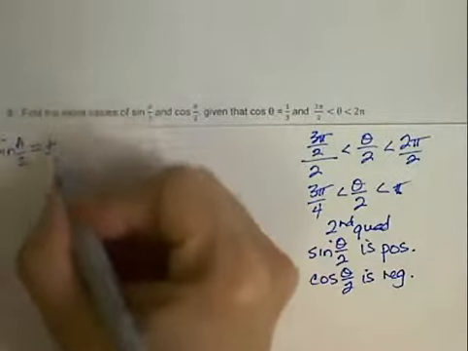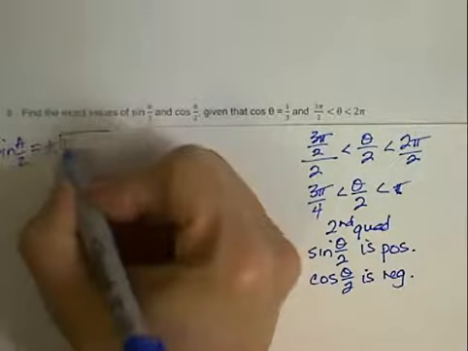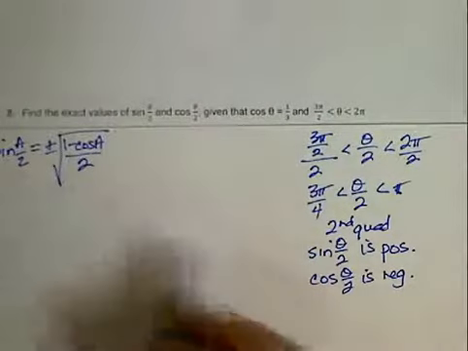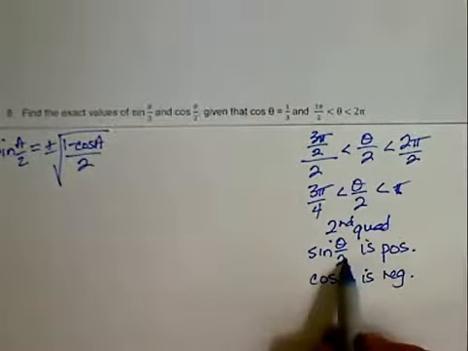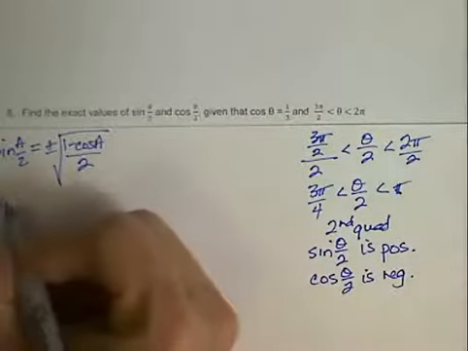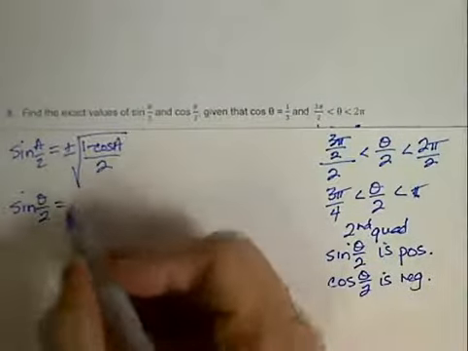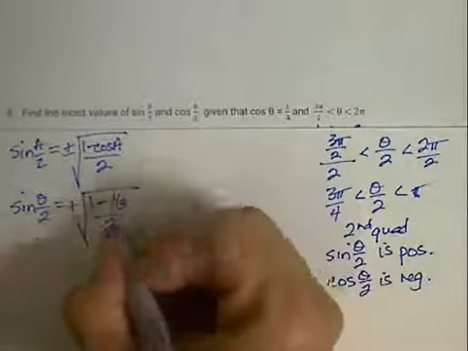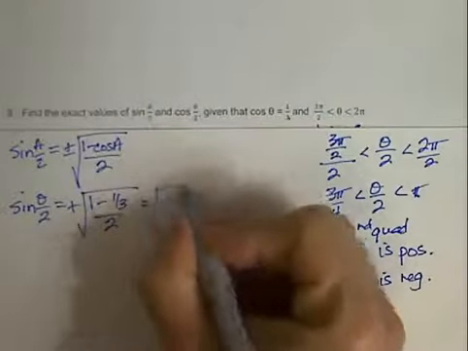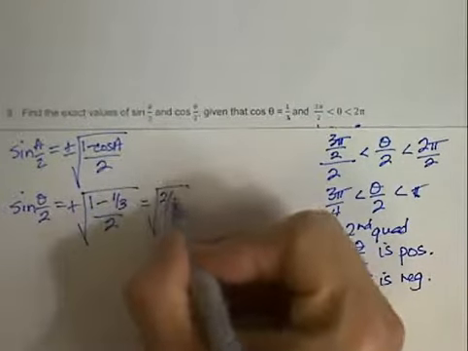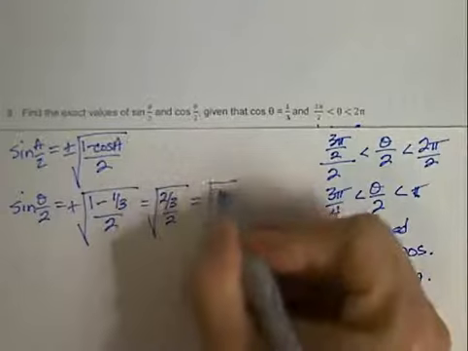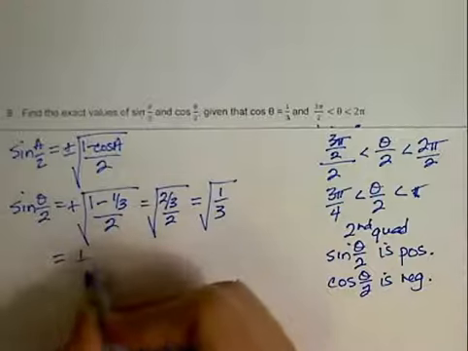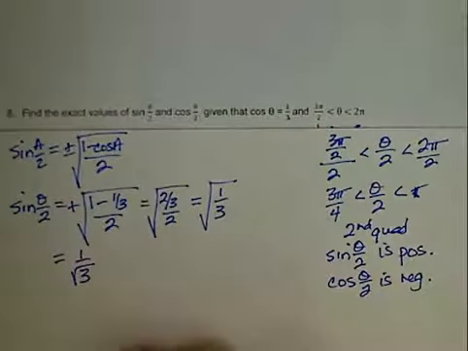For sine, we have plus or minus the square root of 1 minus cosine of a over 2. We just figured out that the sign that we're looking for is going to be positive, so our sine of theta over 2 would be positive square root of 1 minus 1/3 over 2. That would give us 2/3 over 2, which would simplify to the square root of 1/3. We could simplify that just a little bit more and make it 1 over the square root of 3.